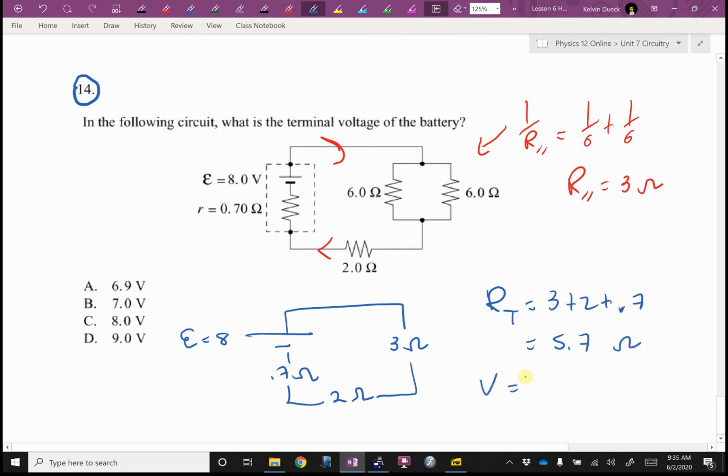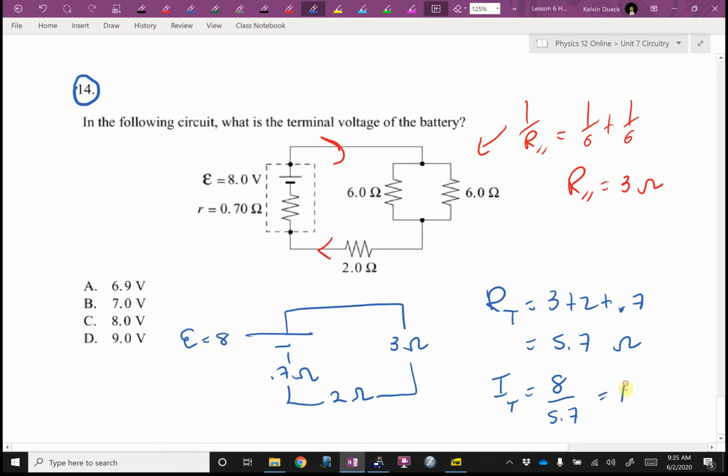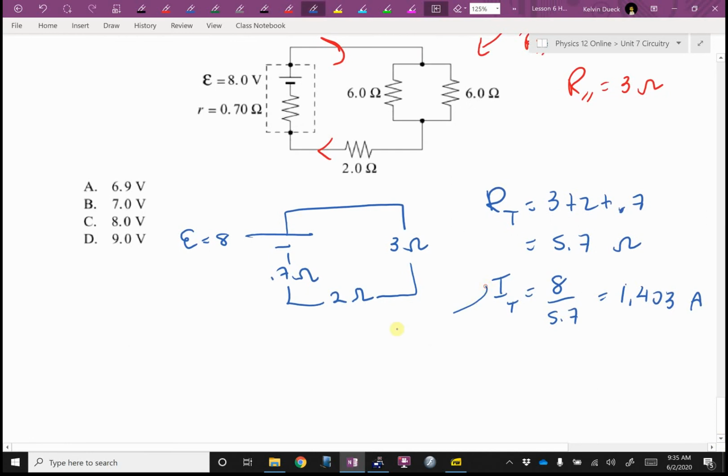The terminal voltage is going to be the EMF minus what I lose, but I don't know the total current yet. Total current is going to be total voltage divided by total resistance. It's going to be 8 divided by 5.7, which is 1.403 amps. That's also how many amps are flowing through the internal resistor.